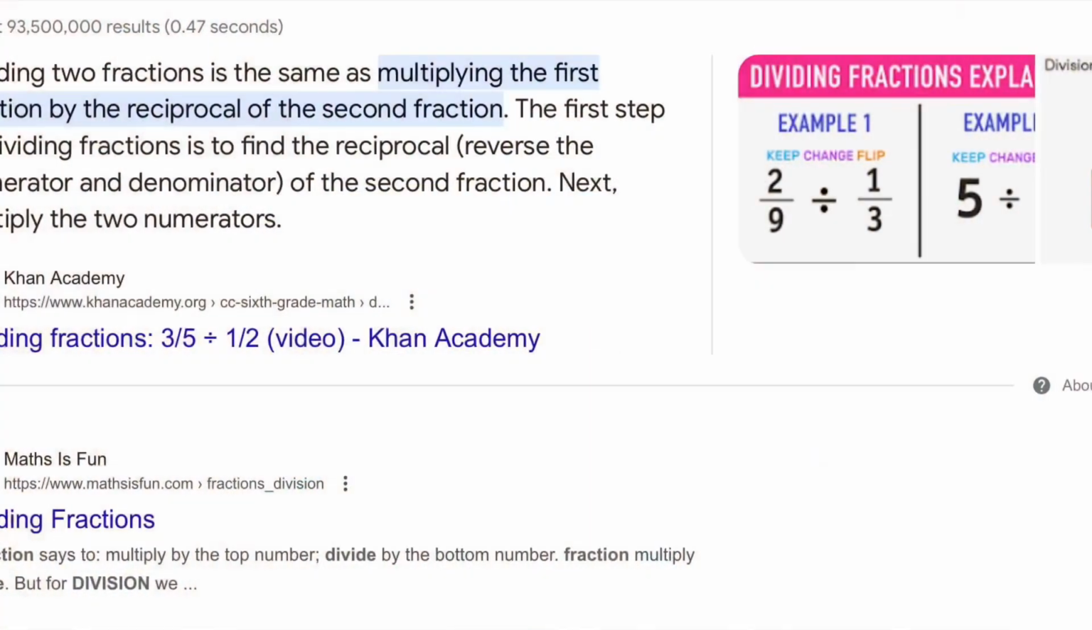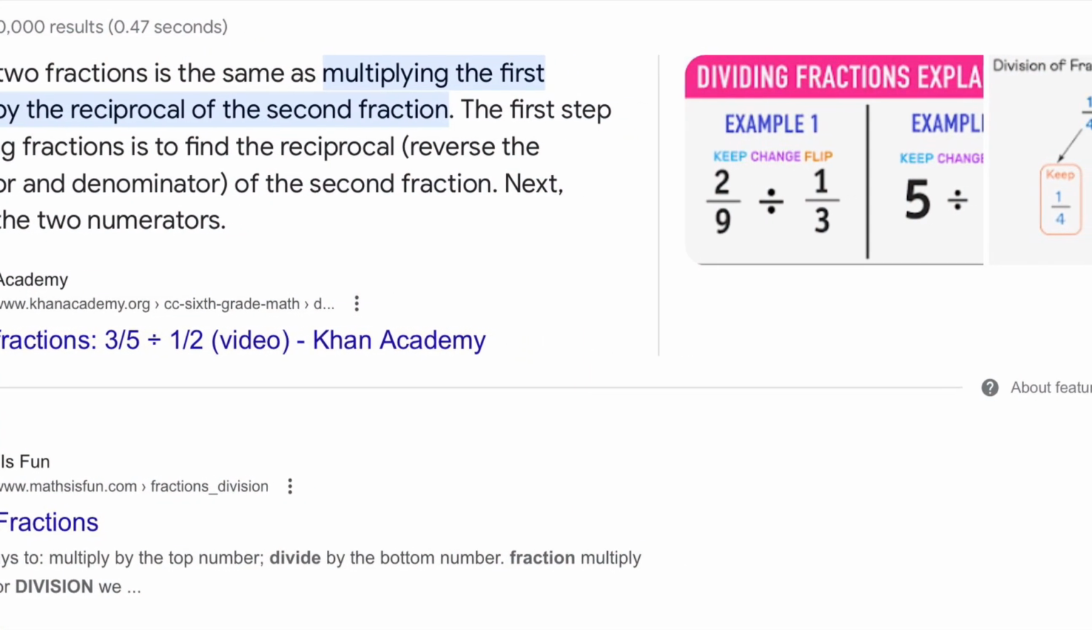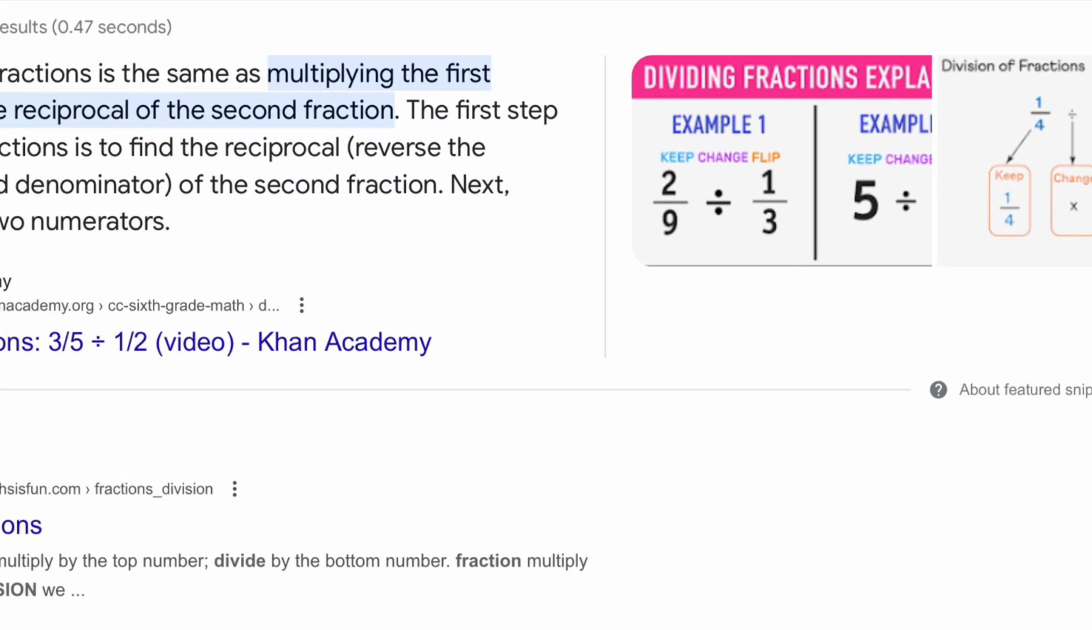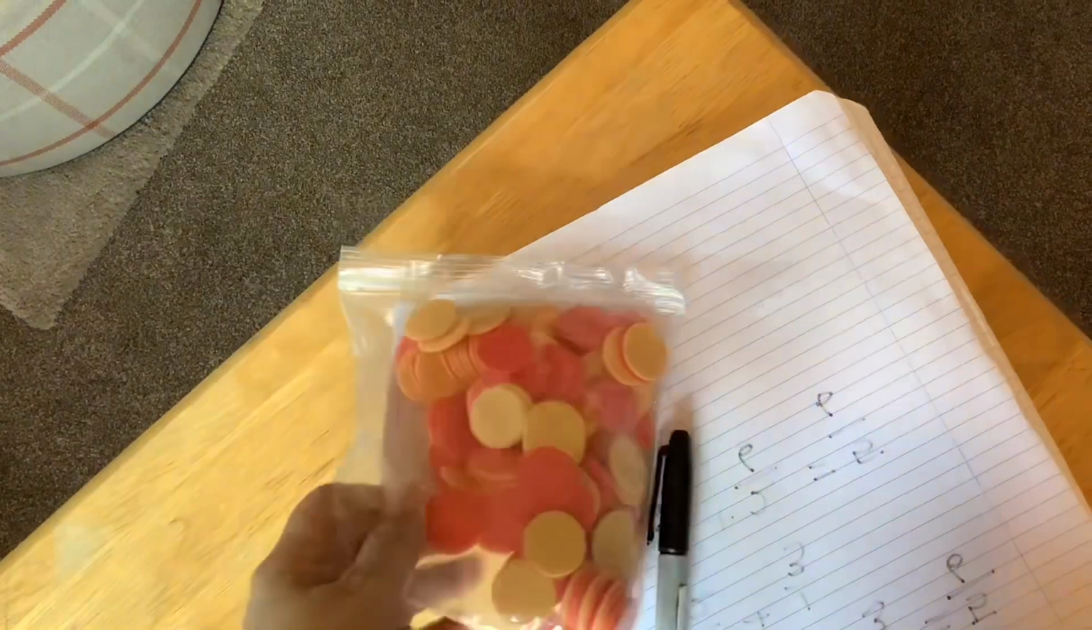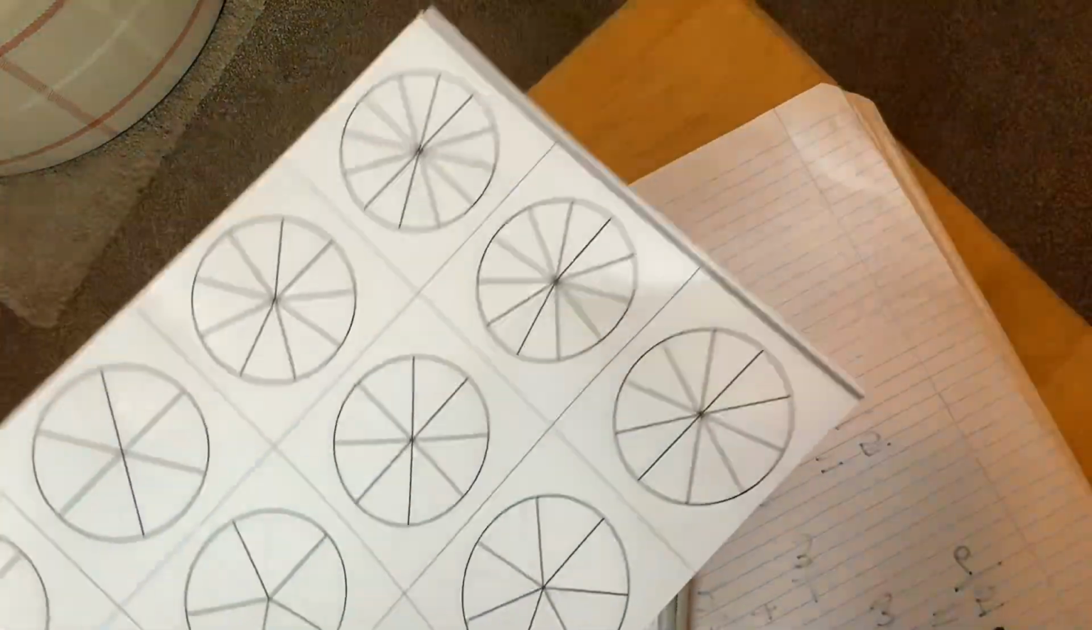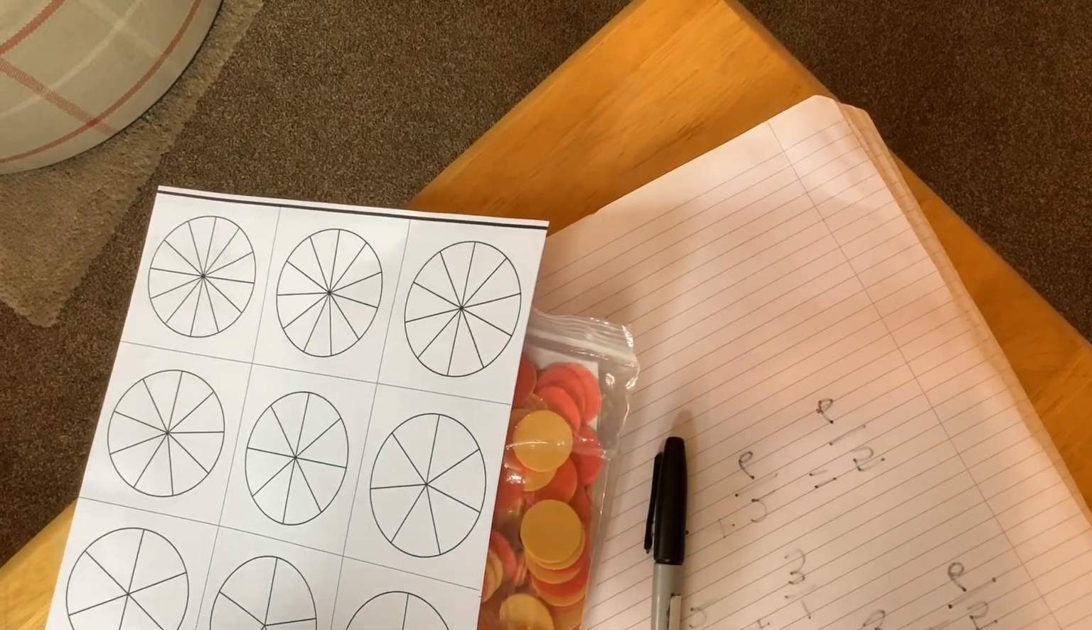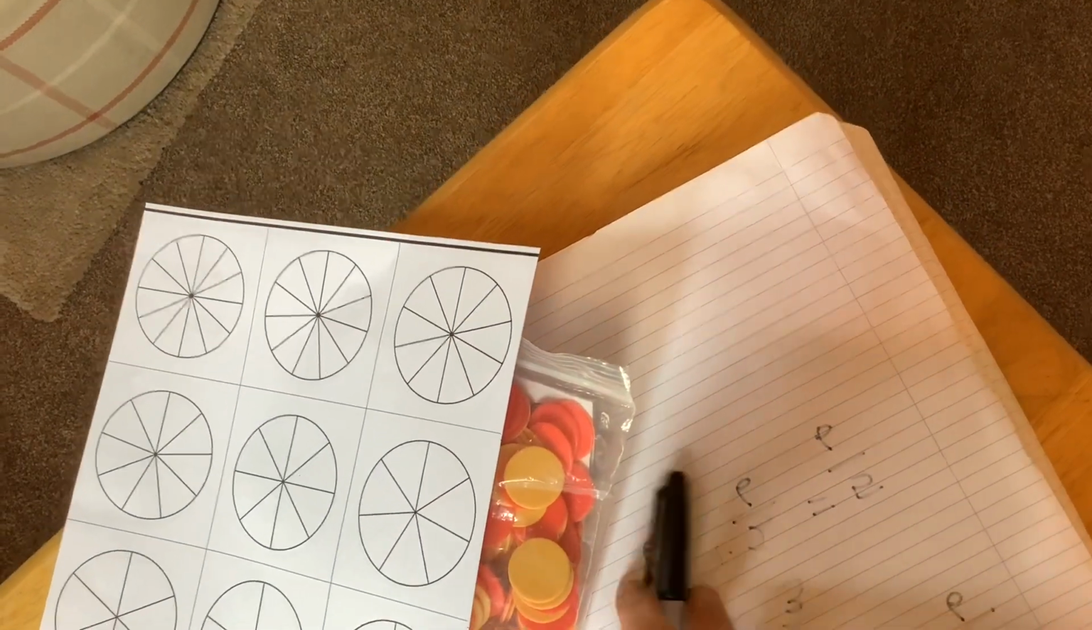Hello, this video is about how to teach for understanding when you're dividing by fractions. Don't say multiply the first fraction by the reciprocal of the second one. Why not? Well, because it doesn't lead to understanding. Instead, use manipulatives, cutouts, and good old-fashioned drawing.